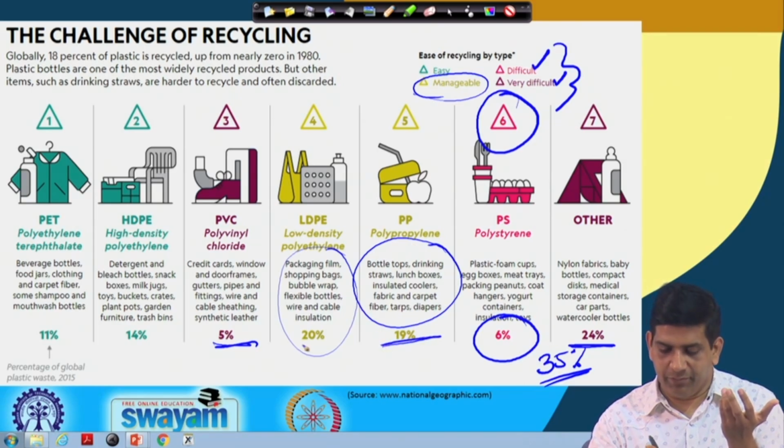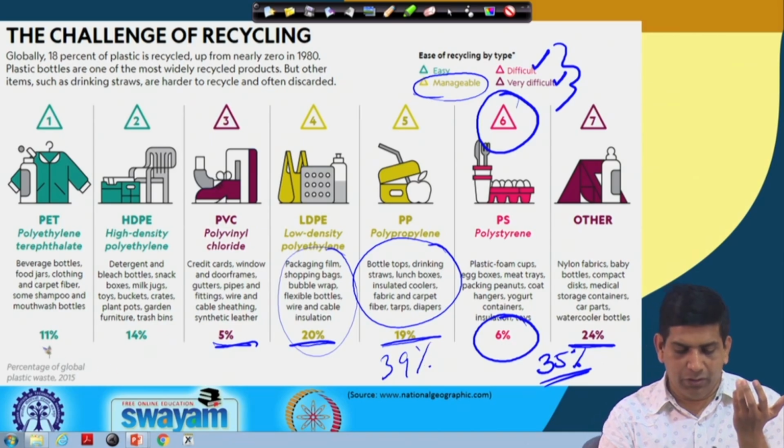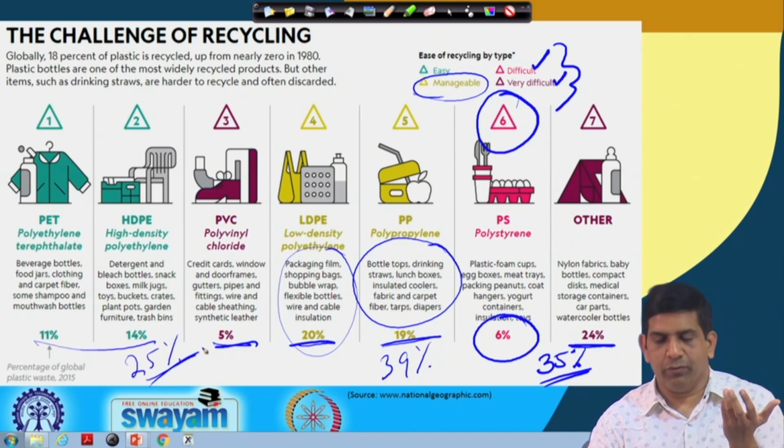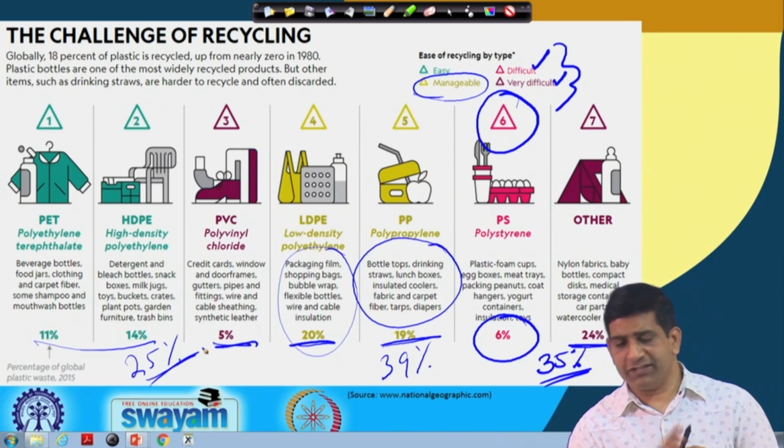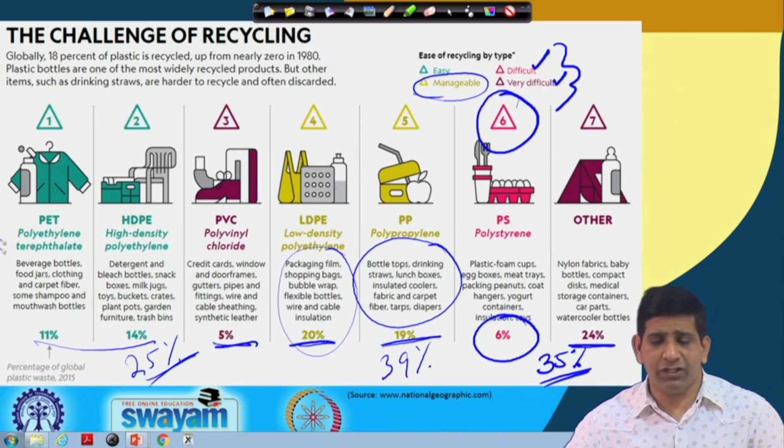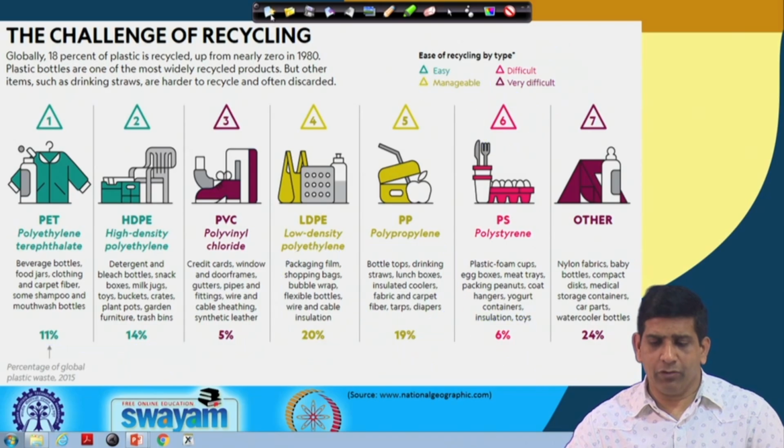So that's around 19%. So this is 39% right here, which is manageable. 25% is the one which is easily recyclable. So it is easy to recycle. So 1/4 is easy to recycle, 40% can be recycled, 35% difficult and very difficult to recycle. So that's kind of what we have in terms of challenges of recycling today. And that's based on the technology which is prevalently available globally.